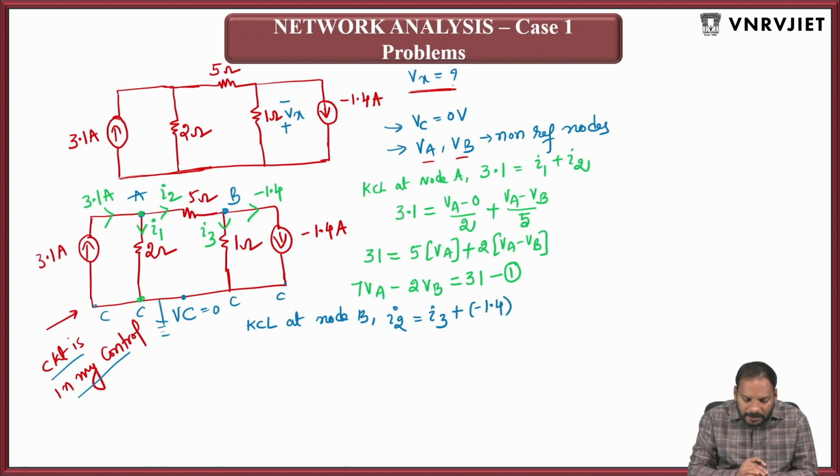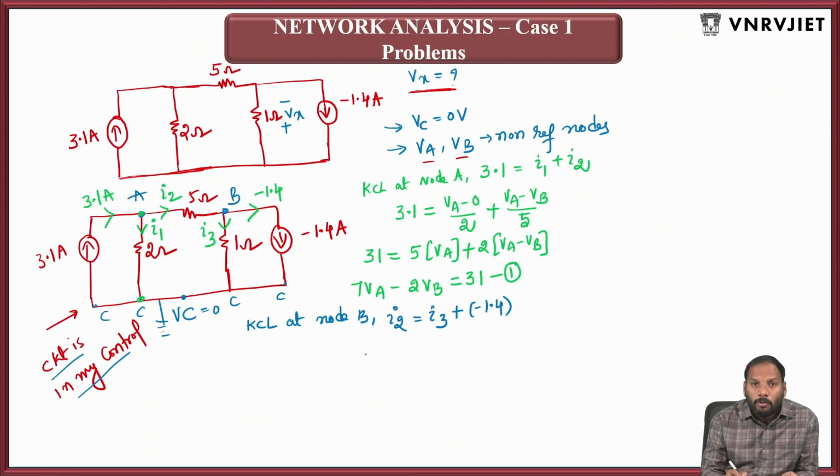Okay, so if you clearly observe the KCL at node A and KCL at node B, for KCL at node A, I2 becomes the leaving current. For KCL at node B, I2 becomes the entering current. So hope you understood the logic. Okay. Now, so I2 is equal to I3 plus the leaving current, which is 1.4.